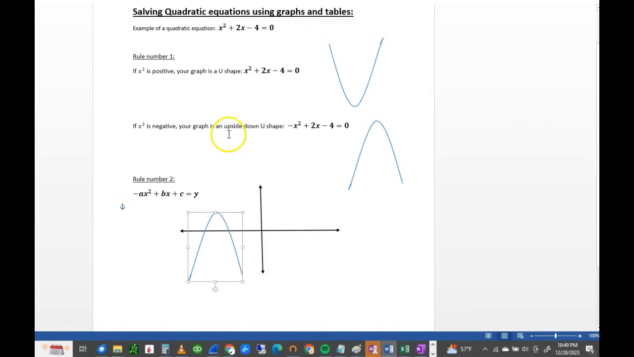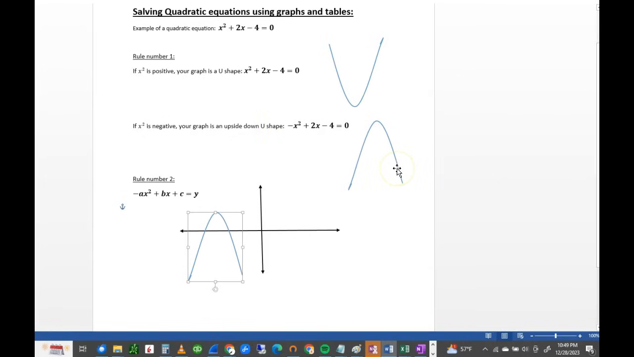Now I have two rules for plotting this equation. Rule number 1: if x squared is a positive number, there's no negative, your plot is going to be a U-shaped plot. However, if there is a minus sign, or x squared is negative, your plot is going to be an upside down U.